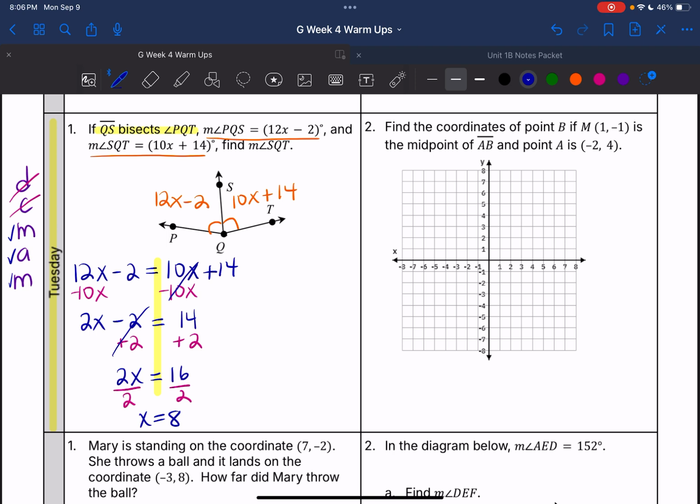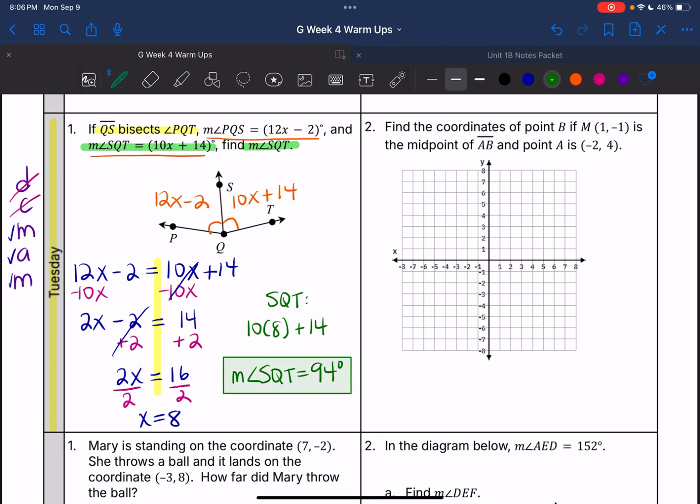Okay, now that I know that x equals 8, I'm going to plug it into the one I'm trying to find. So we're trying to find SQT. So we're going to plug it into this one here. SQT is equal to 10 times 8 plus 14. So if you do that math, that's going to come out to 94. So the measure of angle SQT is equal to 94 degrees.